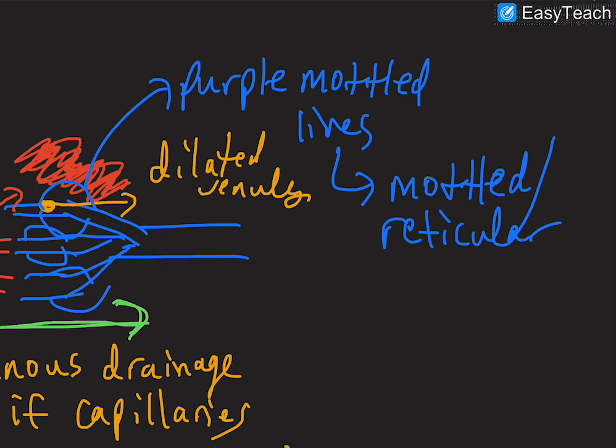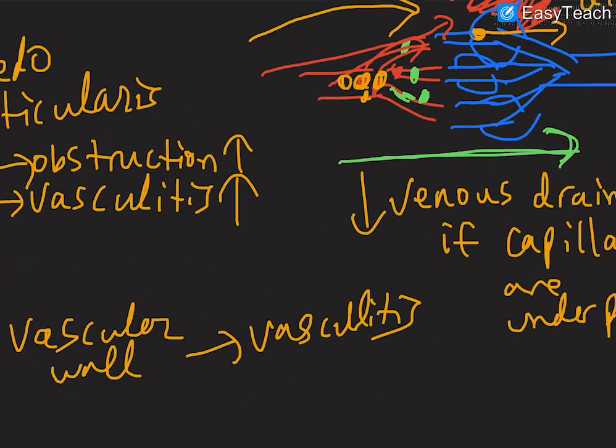So it's pretty interesting how you see the pattern of livedo reticularis and how that happens. So that's basically antiphospholipid syndrome.